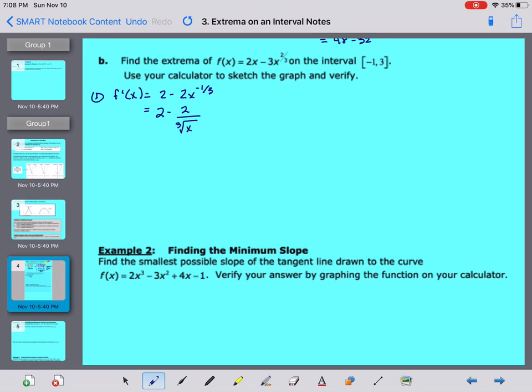So I get that. Now, because I have an x in my denominator, I have an undefined value. But that undefined value is, in fact, a critical value, because the definition of critical values is where our derivative is equal to 0 or where it's undefined. So that right there, x equals 0, is going to make this equation undefined. So that's going to be one of my critical values. But I also want to set it equal to 0 to see if I have any more.